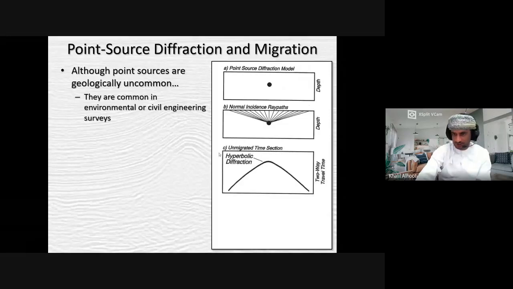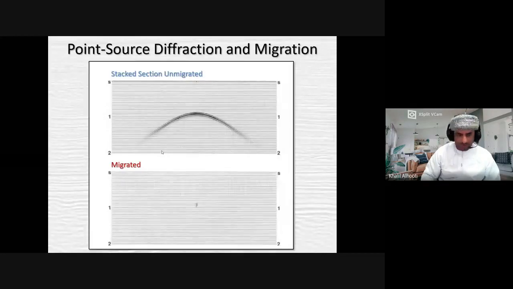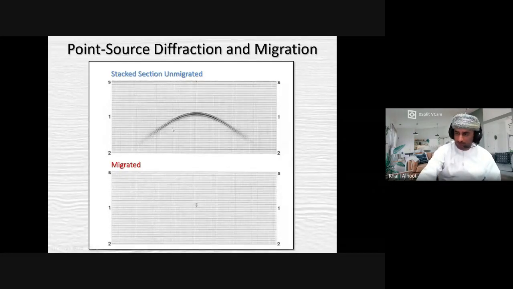So I think last time we stopped somewhere in migration. We talked about diffractions, and we said that diffractions can be removed by a process called migration. Migration is really an expensive process. In terms of expensive, I mean computationally expensive. It takes a huge amount of time for the computers to process the data to do the migration. The effect of migration is that it removes diffractions. It removes or collapses diffraction energy to the point it is generated from.